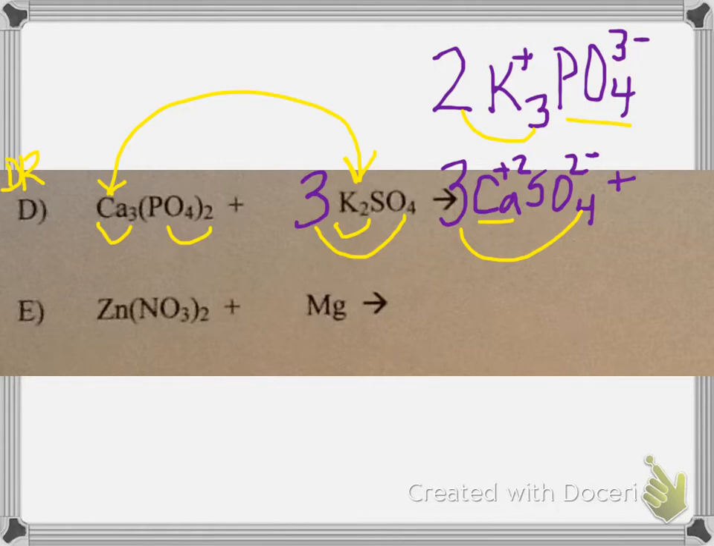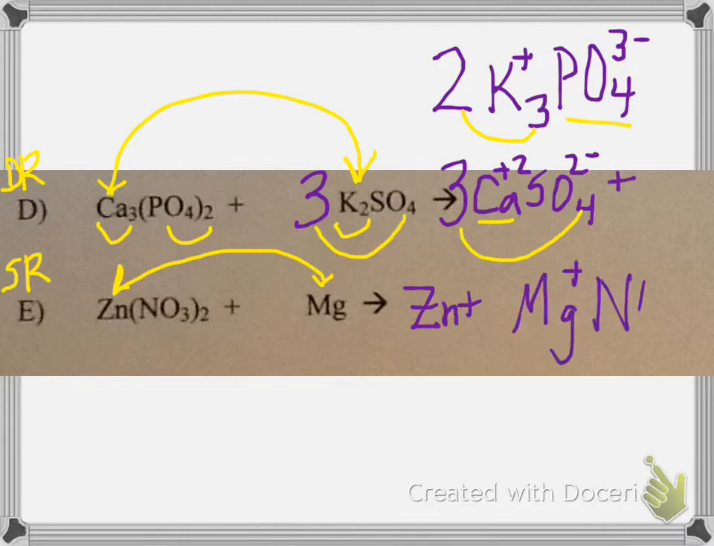Letter E, this is a single replacement reaction. So again, I should check and see that magnesium is higher than zinc on my activity series of metals. And because magnesium is a metal, it's going to take zinc's place. So our products are zinc by itself and magnesium with nitrate, which is an ionic compound. So now I have this written correctly.